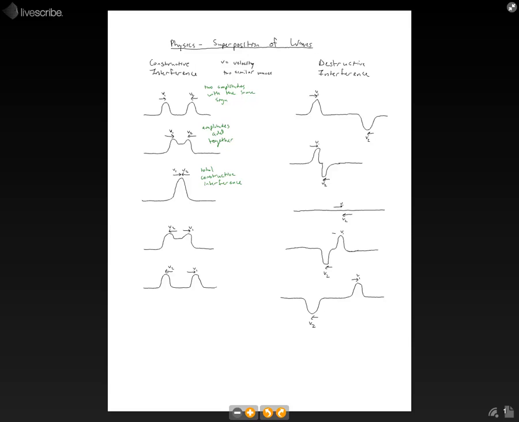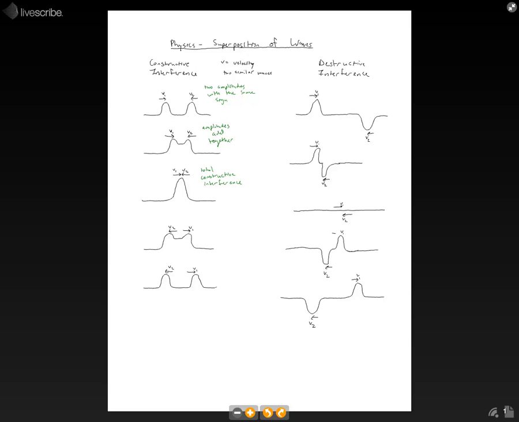And then if you look at the fourth picture, of course, they kind of start going their separate ways. They're still continuing at the same speed in the same direction. And then in the fifth picture, they're completely separated. And so let's move on to destructive interference.